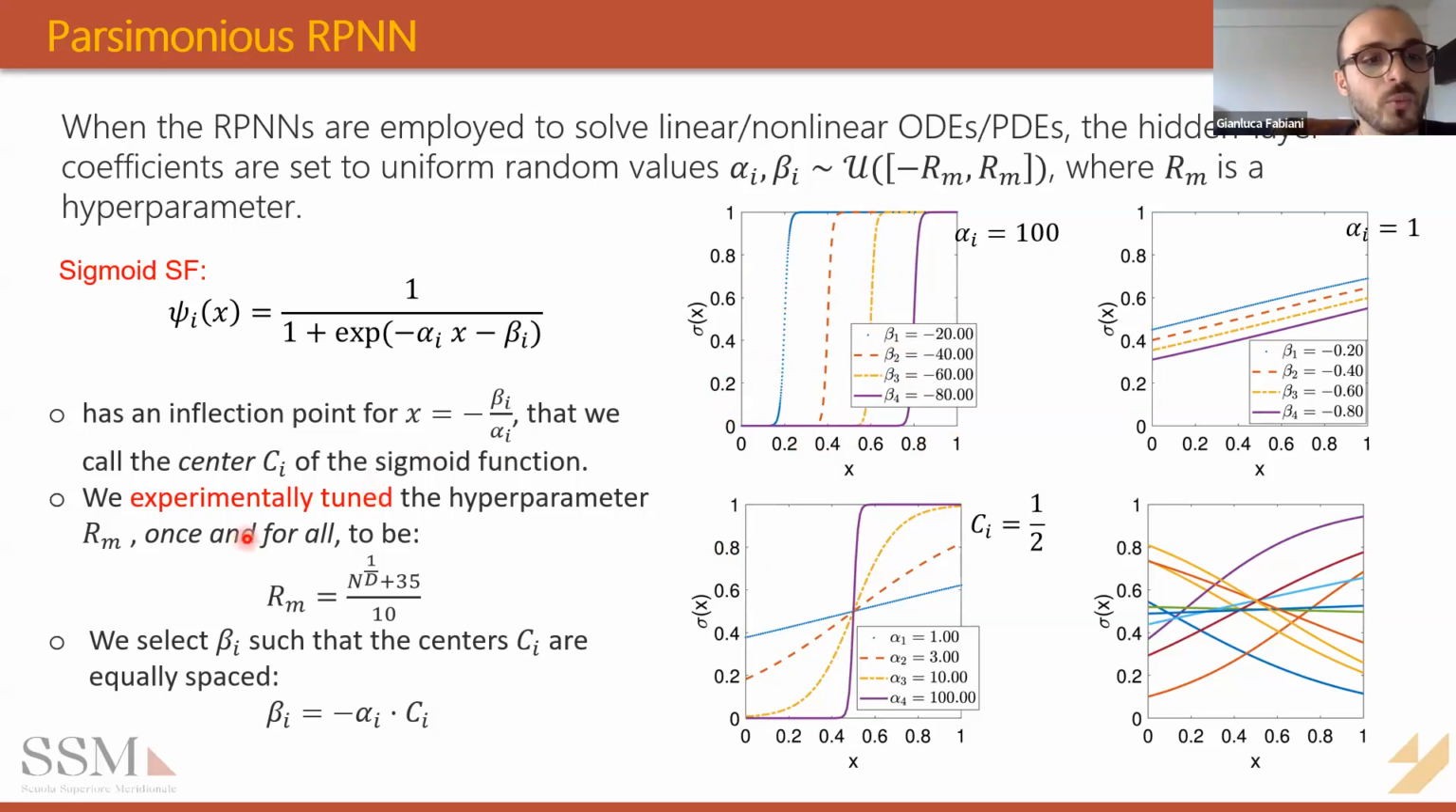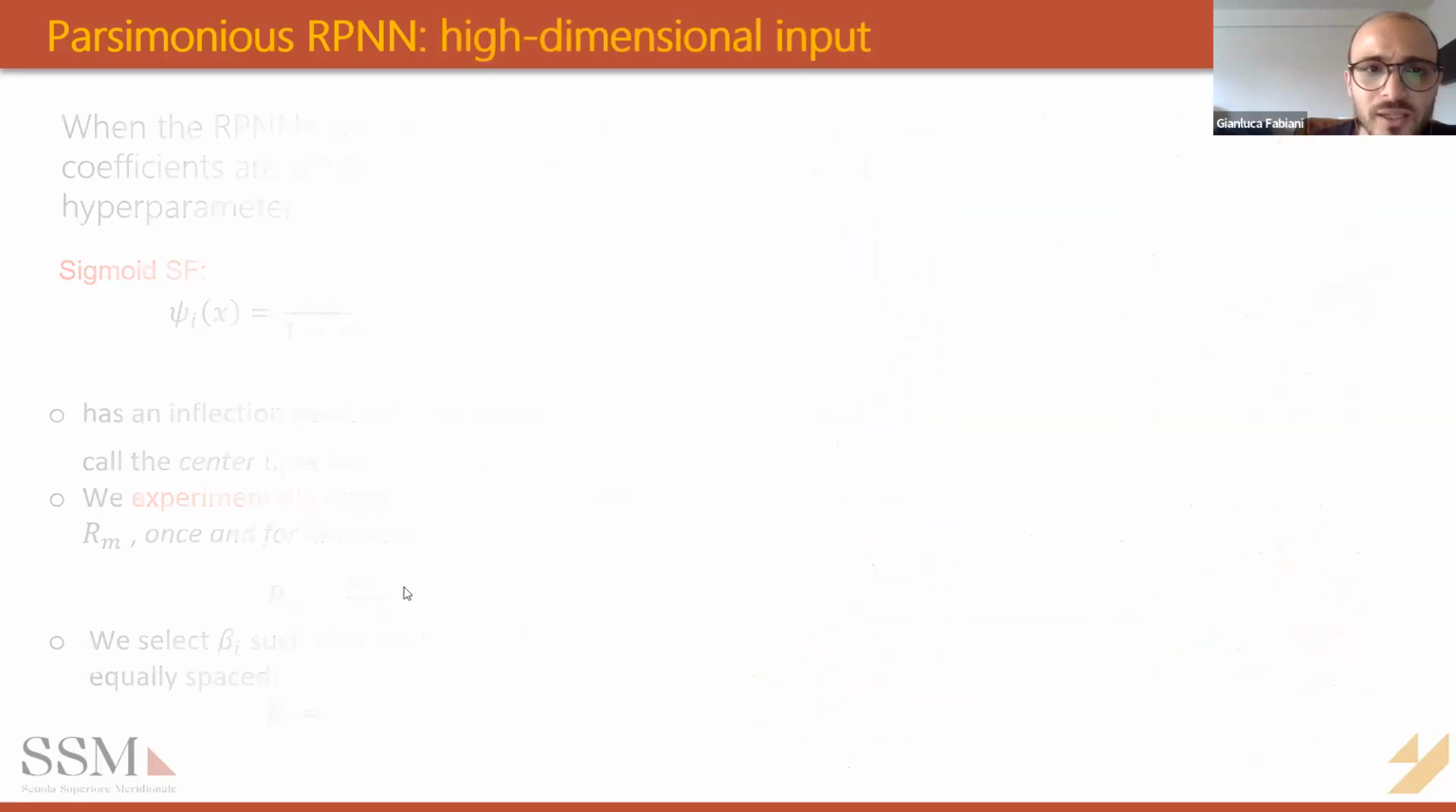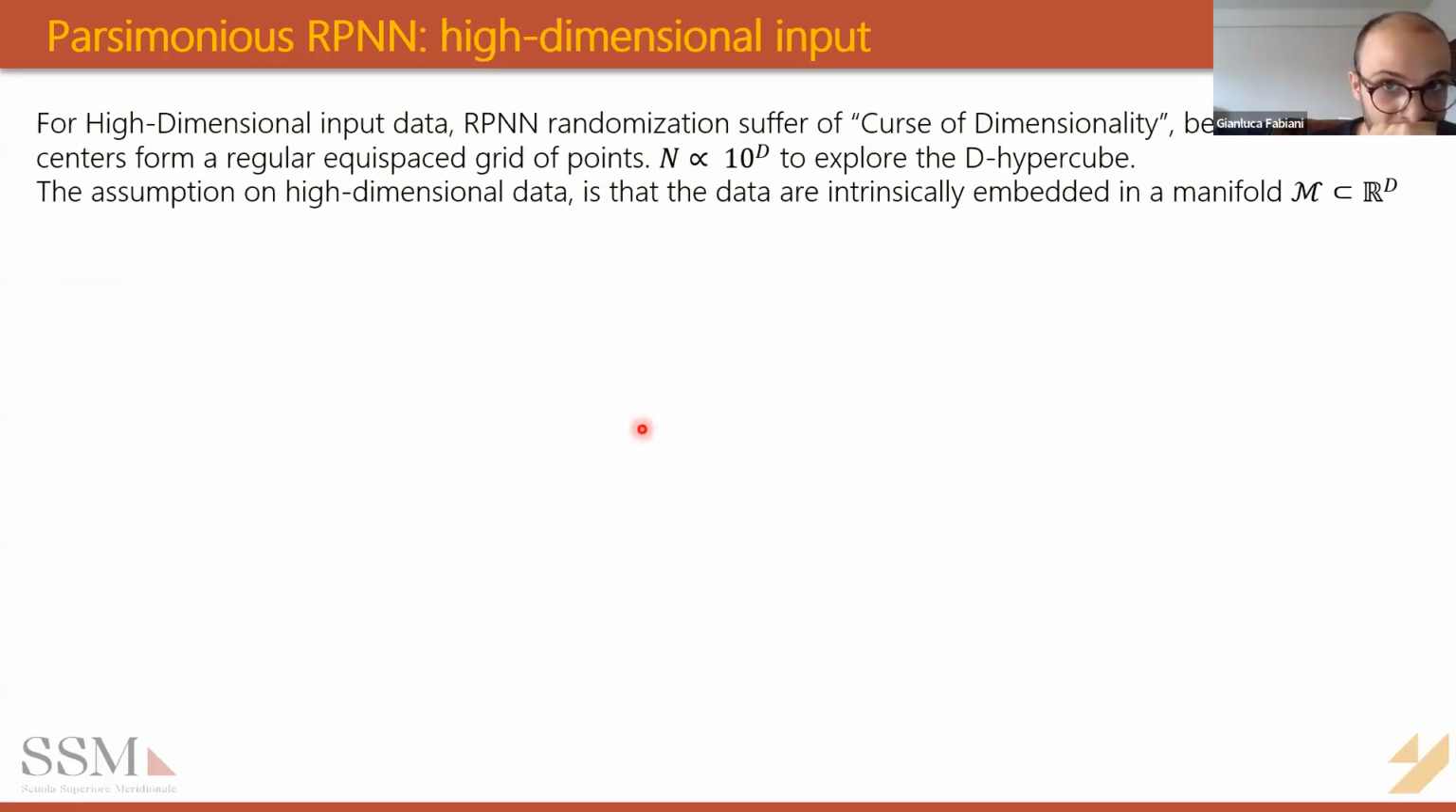So experimentally, we tuned this parameter that looks proportional to the number of neurons n, but also scales with the dimensionality of the input. So it goes 1 over d. This is a sort of curse of dimensionality. Then, having found alpha and selected the center that we want to give to our function, we can just find beta with this expression. But as I said, there is a curse of dimensionality in doing this.